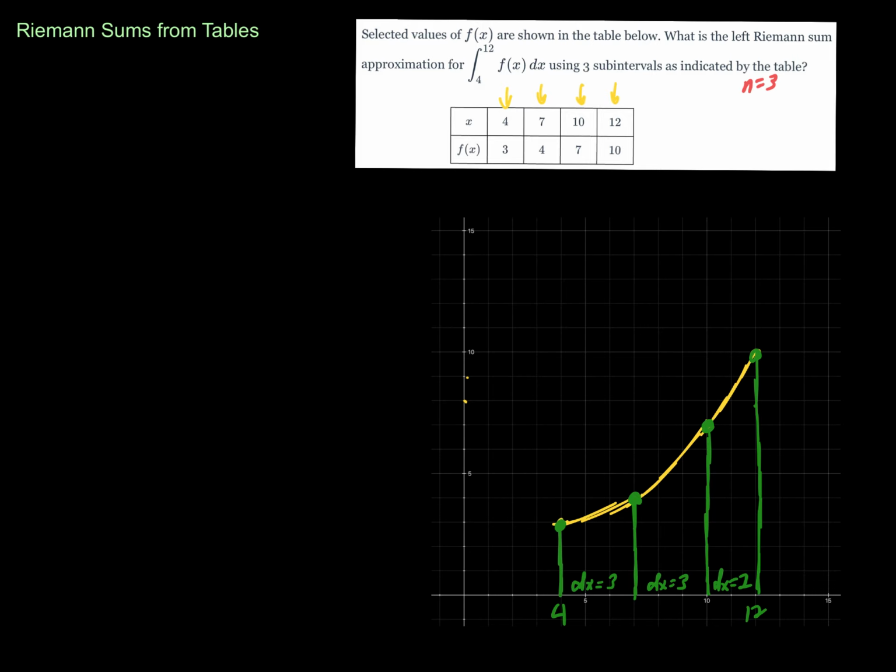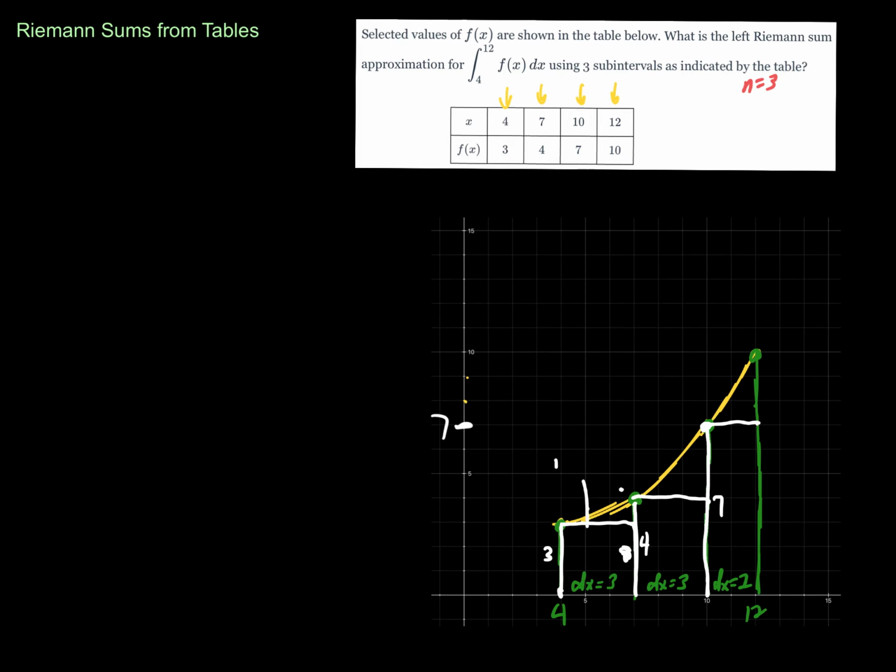Now for the heights, if we're doing the left endpoint, I have to use the left endpoint. And that's going to give me a height of 3. The left endpoint for the second one is going to have a height of 4, right? This is a height of 4 over here. I'll do it over there. And then the left endpoint for the third gives me a height of 7. That's 7.